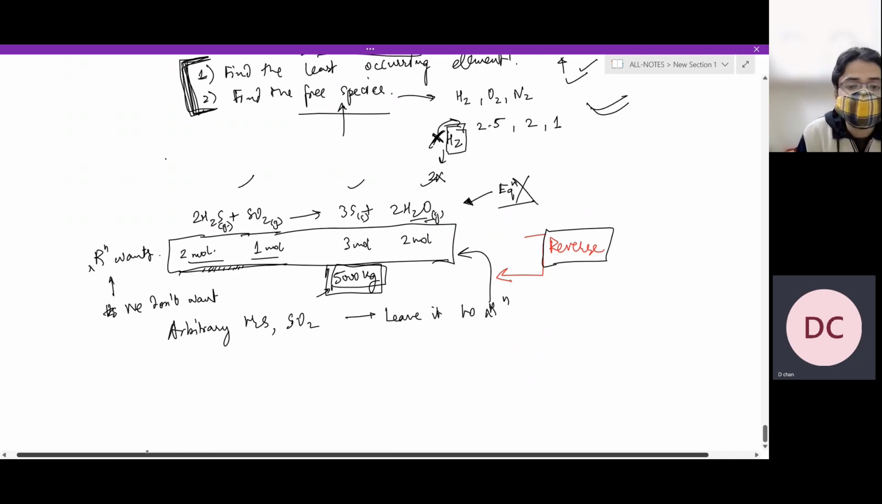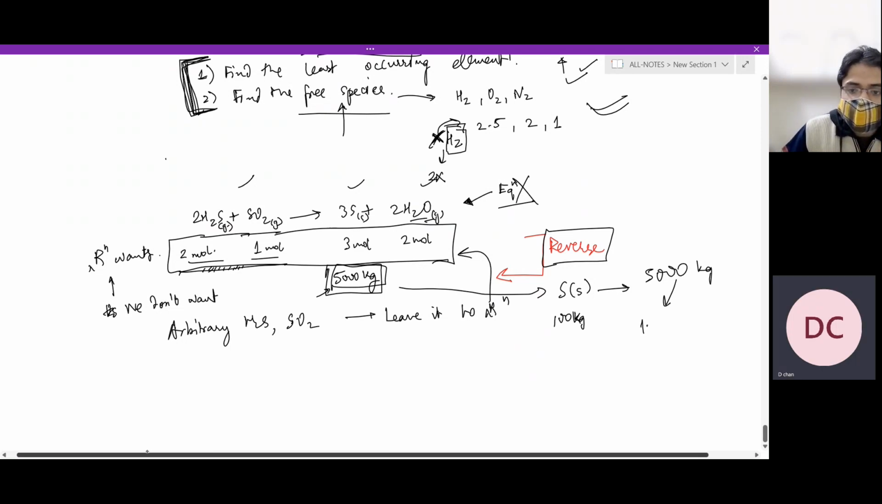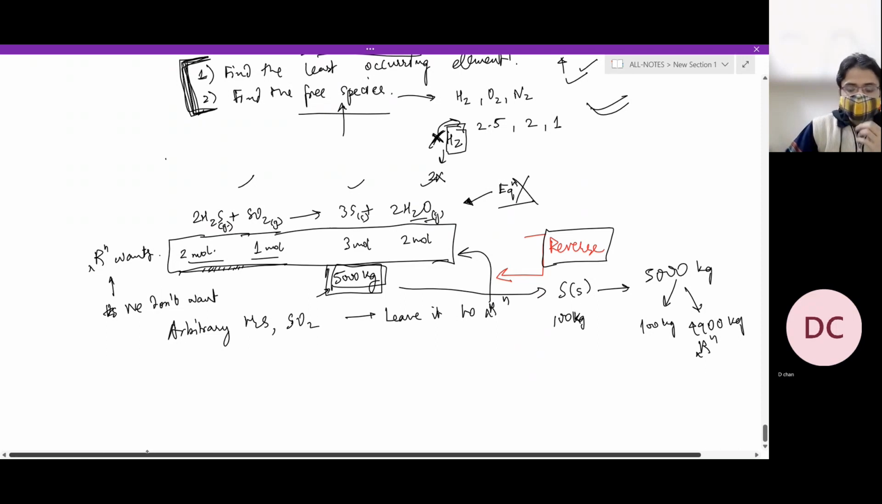Now, there could be another scenario where you were already supplying some sulfur in the reactants, right? So what would that imply? Let's say I'm supplying 100 kilograms of sulfur earlier on the reactant side. That would imply that out of the 5,000 kilograms, 100 kilograms have been supplied by us, and the rest of the 4,900 kilograms have been produced by the reaction, right? So this is something that you need to keep in mind, okay?